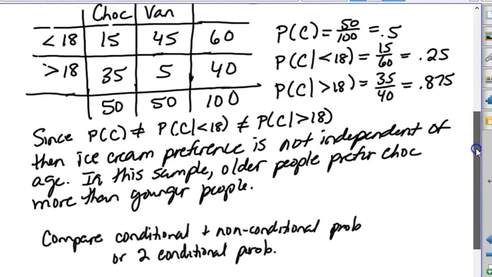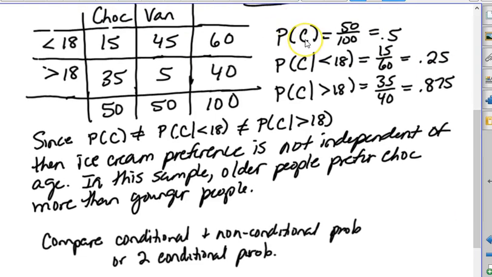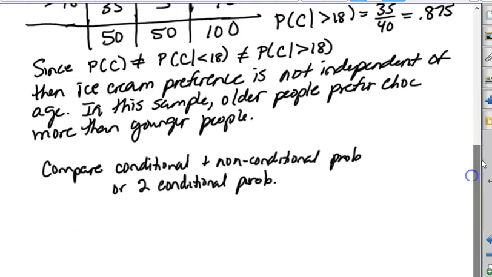Notice I could compare the chocolate preference to the chocolate preference given less than 18, or the chocolate to the chocolate preference given greater than 18, or I can compare the two chocolate preferences, less than 18 and greater than 18, to each other. Notice though that each one has to have chocolate as the main thing I'm comparing, with just different given information.